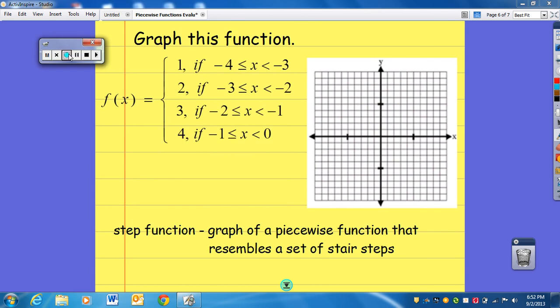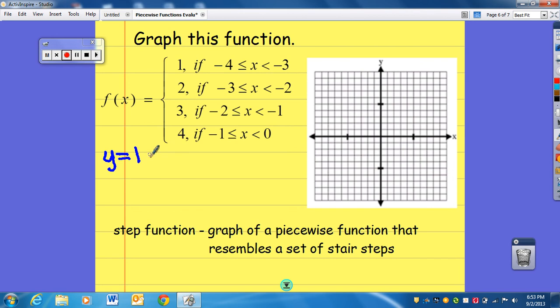Next, we'd like to take a look at this particular function. Now, you'll notice that we have some number values, so it says f of x is equal to 1, or 2, or 3, or 4. Remember that f of x is simply function notation. You could substitute y equal to 1, or y equal to 2, 3, or 4.